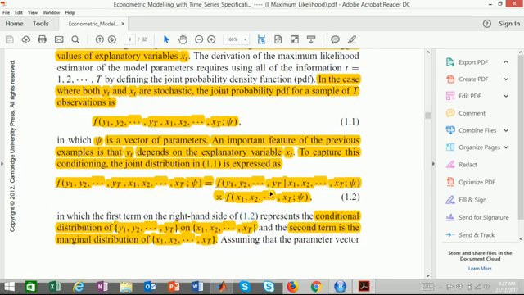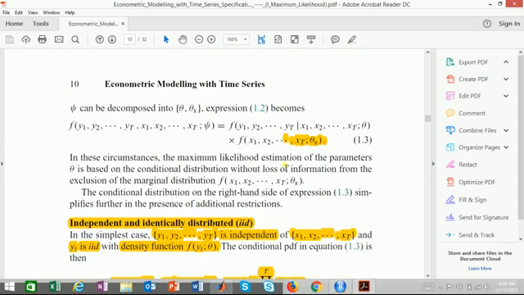Now in conditional distribution, y1 till yT is conditioned on the explanatory variable for all psi parameters, and in marginal distribution we are only concerned with the explanatory variables depending on all psi parameters. Psi can be decomposed into theta and theta x. The second equation is just decomposing them into theta and theta x, where theta is for the conditional distribution and for the marginal distribution the parameters related to x, theta x.